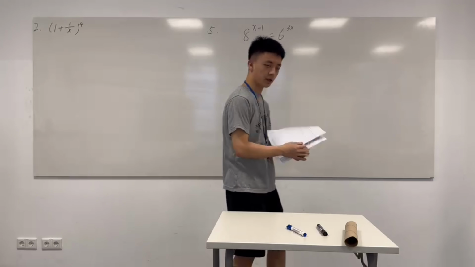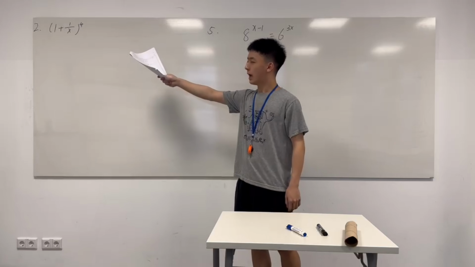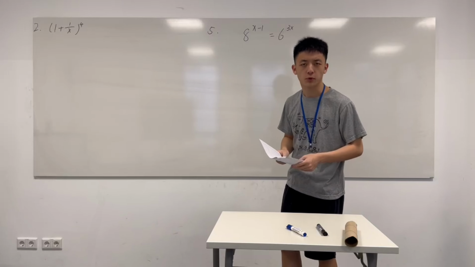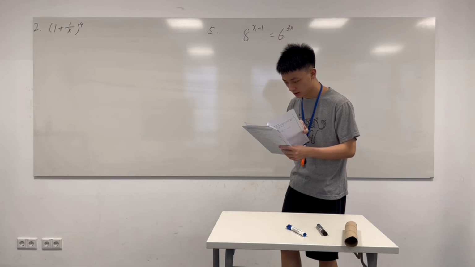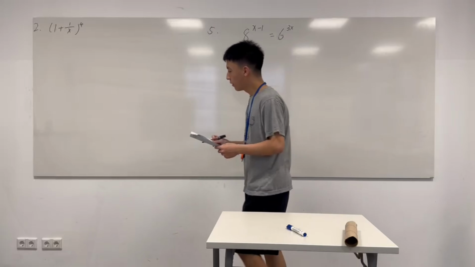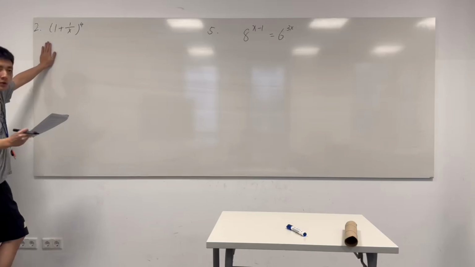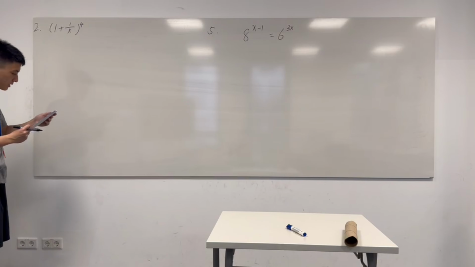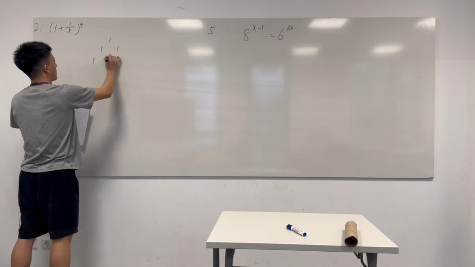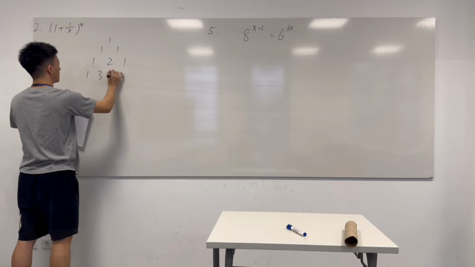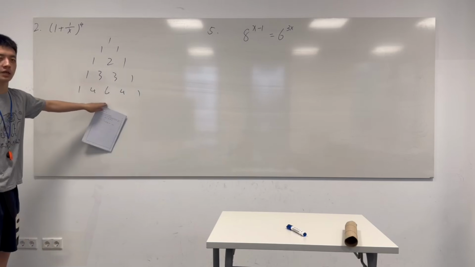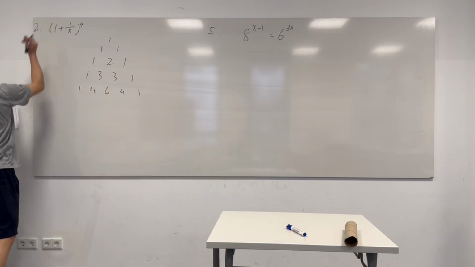So, right now let's talk about question 2. And later we will do question 5 immediately because those are pure algebra, I would say, like simple algebra compared to other questions. So, first of all, we have to expand this. This one is easy. I mean, you can just draw a Pascal triangle. Do we know that? 1, 4, 6, 4, 1. Then let's expand it.